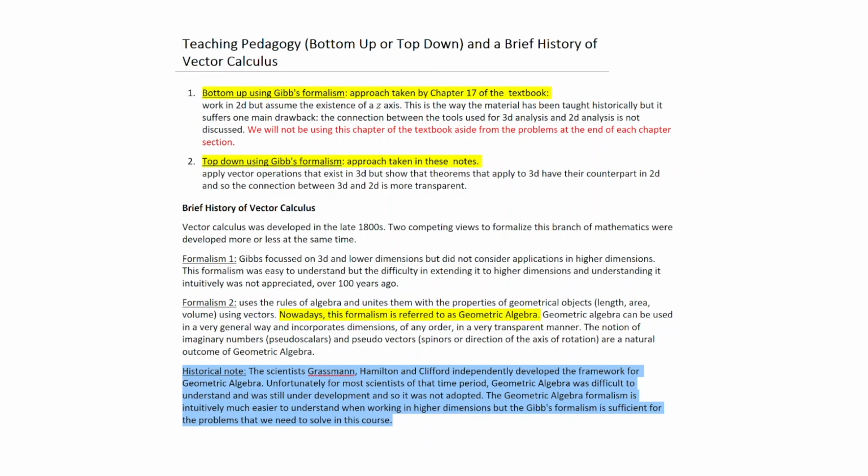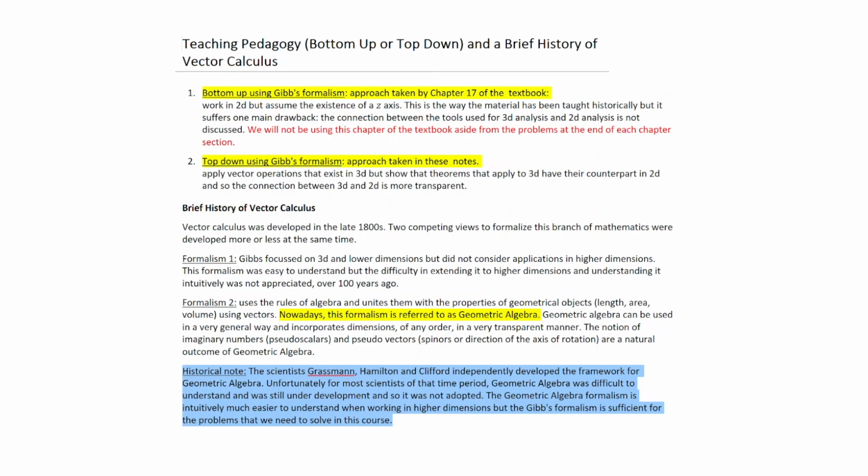Had we gone the other direction, it would be purely a game of marrying properties of objects through geometry with the axioms of linear algebra. When you put them together, you end up with something which is self-consistent and can be expanded to higher dimensions in a very transparent manner, much easier to understand. Unfortunately, the theory back at that time was not well understood, and so when people decided which fork in the road to take, they took the route which is the easiest, which is called Gibbs formalism. Gibbs was a famous scientist who made major contributions in many fields of science.